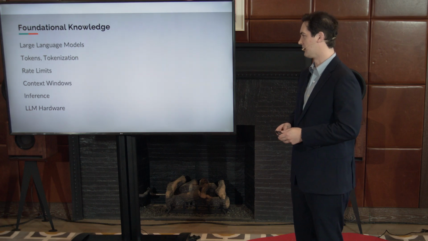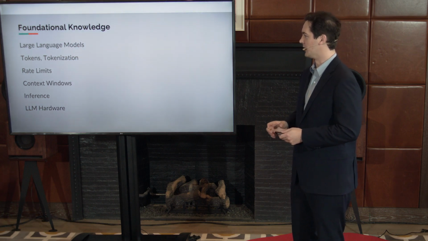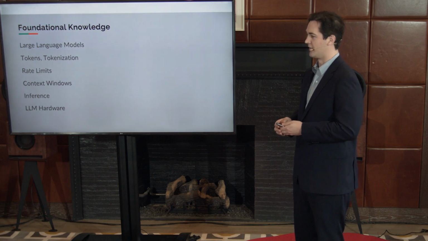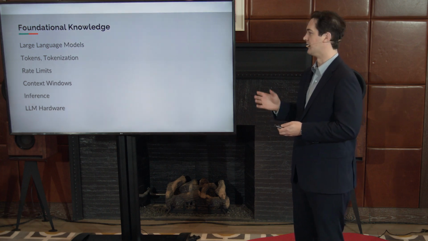What are tokens? Tokens are machine-readable language, so English would get converted into tokens for a large language model to be able to process it. And tokenization is that process of encoding text and decoding text. How big is a token? A token is roughly 3 to 4 characters in English, so like a small word.